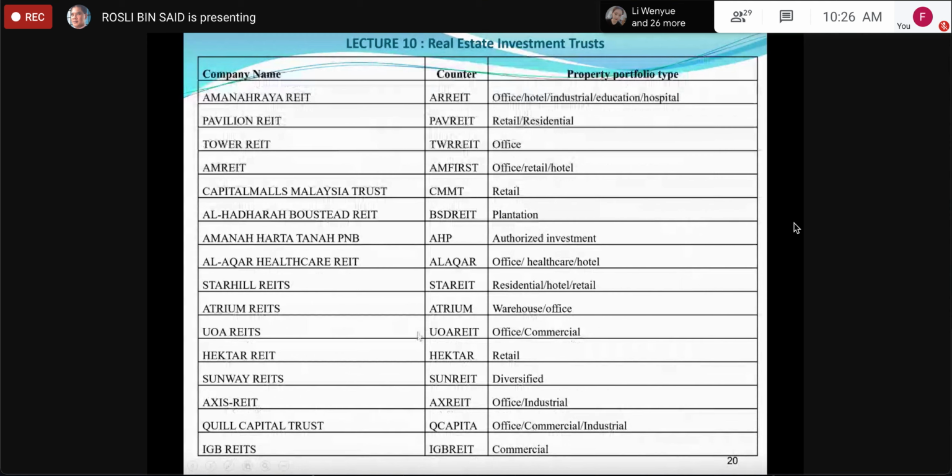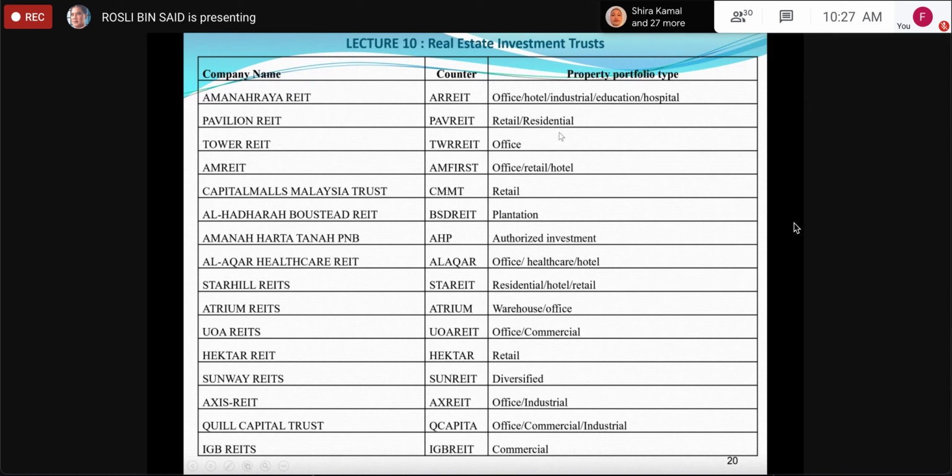And then in terms of diversification, you can see here Amanah Raya REITs, for example, the properties: offices, hotels, industrial, education, hospital. So basically, companies that have huge diversification like this will actually be the best companies to invest in, because if anything happens to one particular sector, the risk can be mitigated by the other sectors.